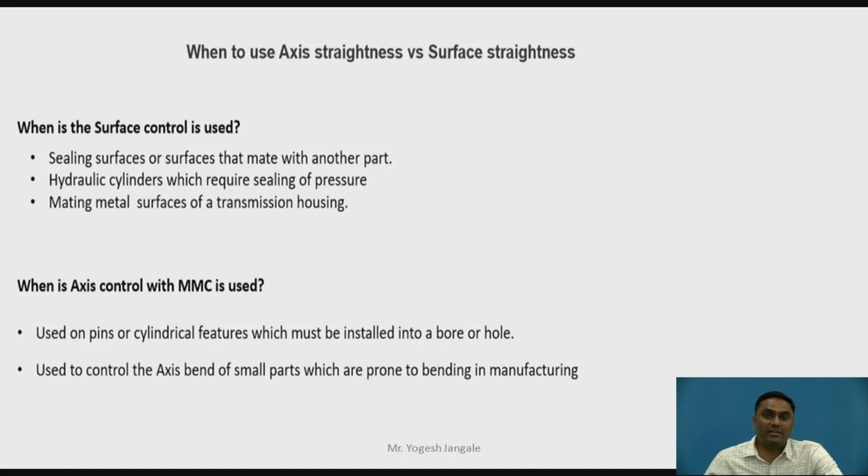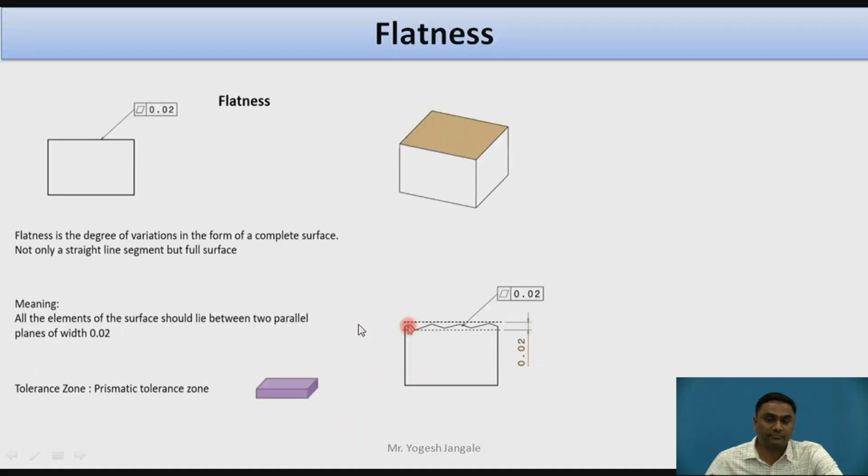When to use axis straightness and surface straightness, here it is given. Sealing surfaces or surfaces that mate with another part, generally these are the applications of where to use axis straightness and surface straightness. Hydraulic cylinders which require sealing of pressure. Axis control with MMC is used for a pin or cylindrical feature which must be installed into a bore or hole. These are the applications of straightness.